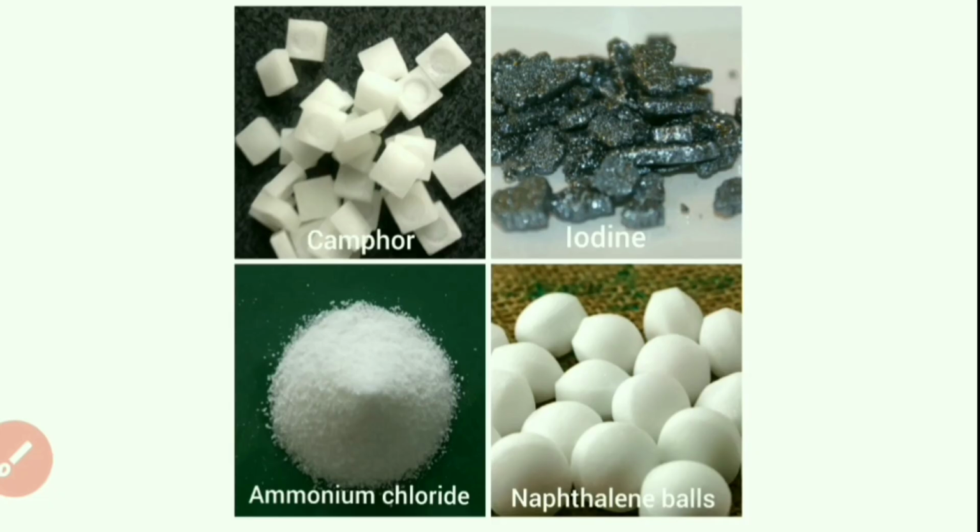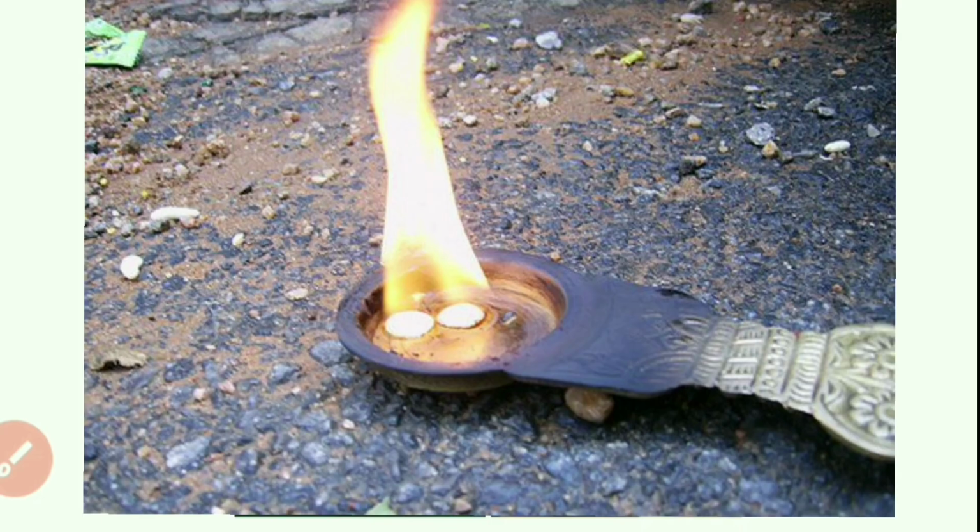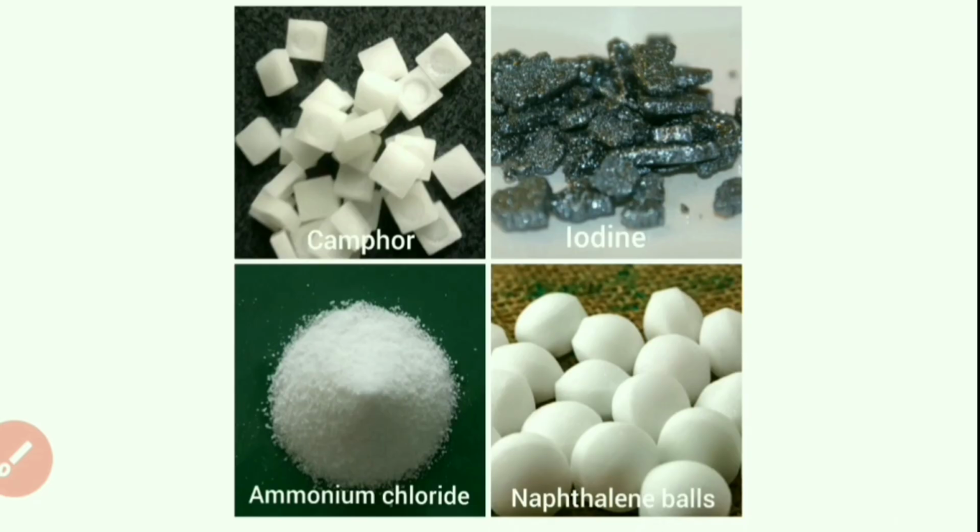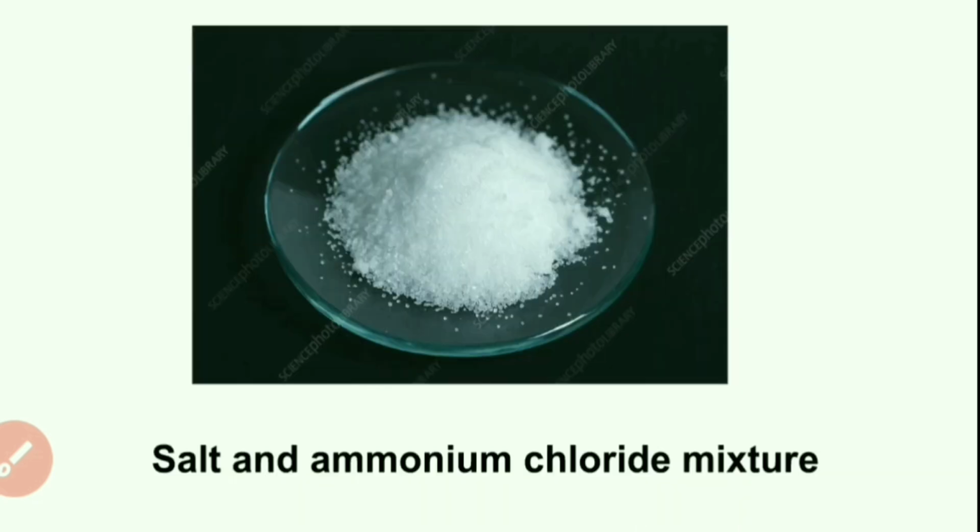Well, here are certain substances which show similar properties of sublimation. The first is camphor. We come across this substance very often in our homes. It is used during aarti for lighting up diya. Then the next is iodine, then ammonium chloride, and of course naphthalene. Now here is a mixture of salt and ammonium chloride, and we all know that ammonium chloride is sublimable while salt is not. So we basically use this method of sublimation to separate ammonium chloride from the salt.